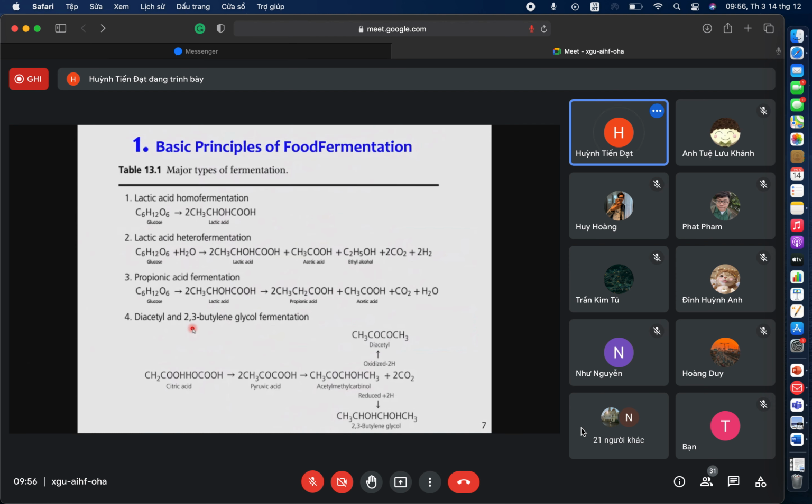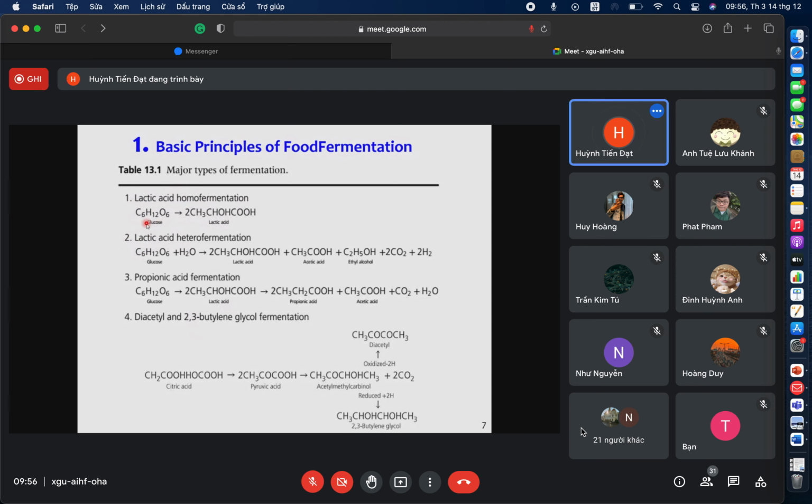So, types of the fermentation. We have several types here, but most likely the lactic acid fermentation is very, very highly applied in the food industry. So the major types of fermentation we talk about, the first is involved in the lactic acid fermentation. Okay, the first mode is the homo fermentation of the lactic acid. It means that the lactic acid is the only product derived from the fermentation.